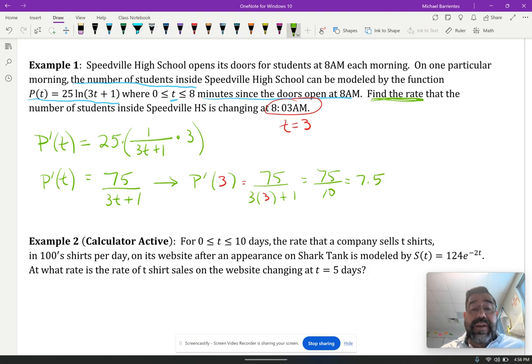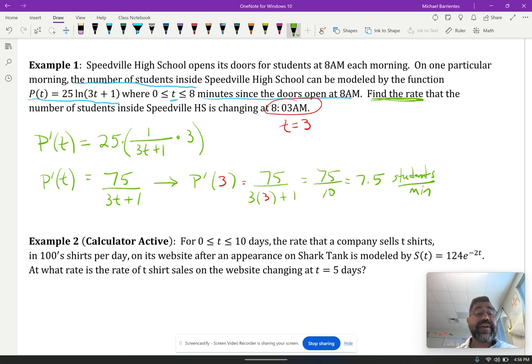So now we get to figure out what are the units. Well, the units have to do with the units of the function, the quantity that this equation is measuring, which is the number of students. So students per whatever my input variable quantity is. So my input is time, and this time is measured in minutes. So we can say that the number of students inside the high school is changing. Specifically, it's increasing at a rate of 7.5 students per minute at time 3.